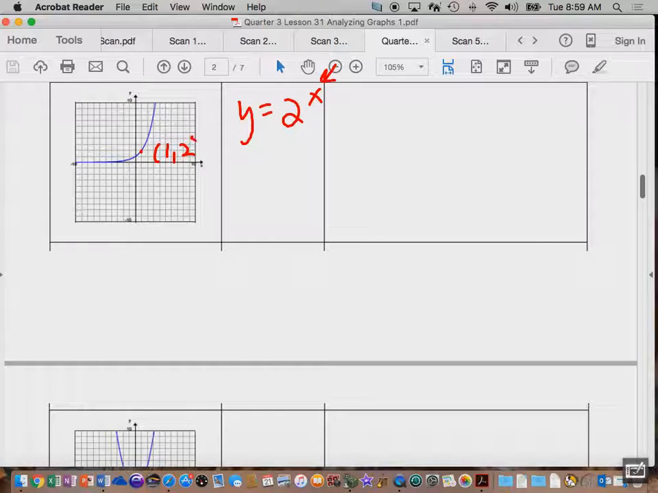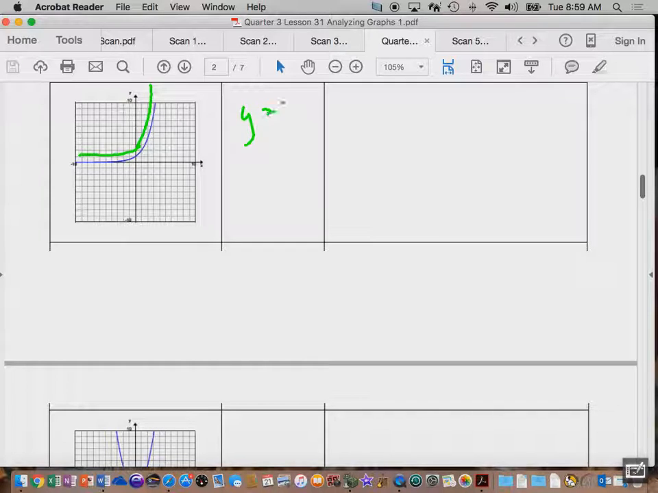It's the point 1 comma 2. So it has to be 2 to the x because 2 to the 1 is 2. If it went through 1 comma 5, then it would be 5 to the x. Okay? All right. By the way, if I took this graph and I slid it up to here, what would that then be?